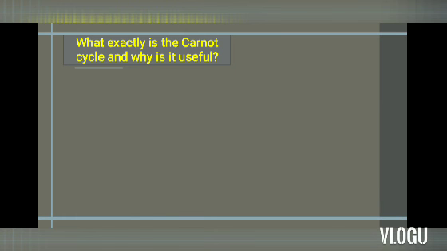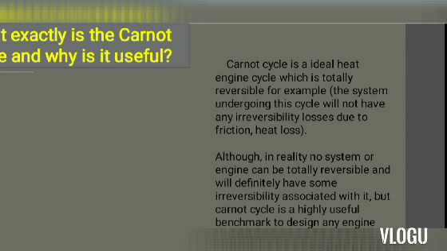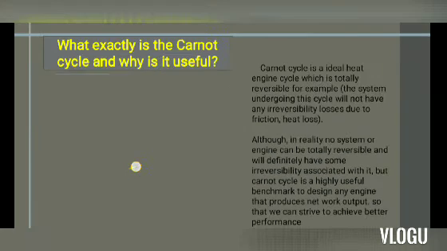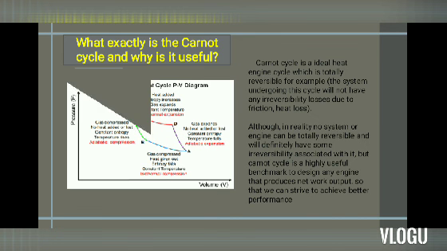What exactly is the Carnot cycle and why is it useful? The Carnot cycle is an ideal heat engine cycle which is totally reversible. For example, the system undergoing this cycle will not have any irreversibility losses due to friction and heat loss. So Carnot did not just want an engine, he wanted a good one. The efficiency of the Carnot engine depends only on the absolute temperature of the hot and cold reservoirs.